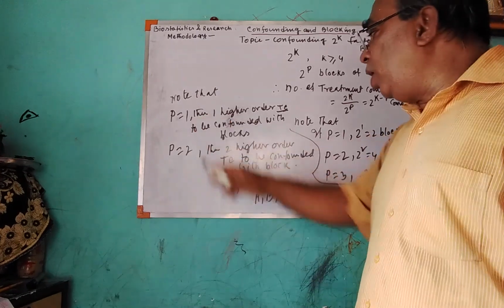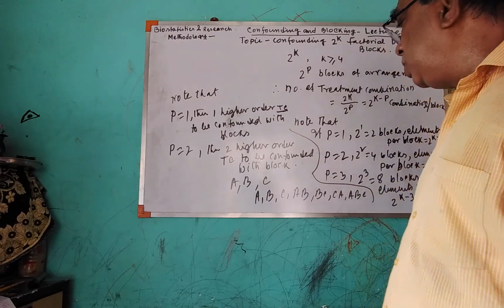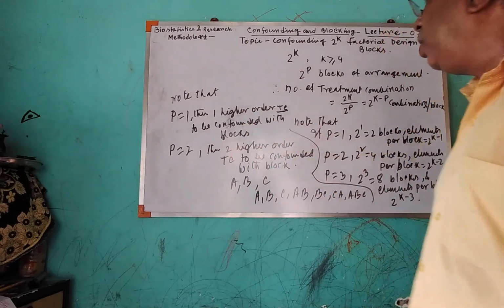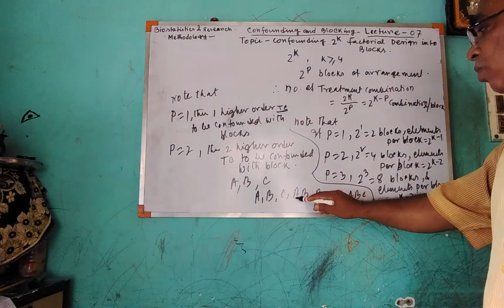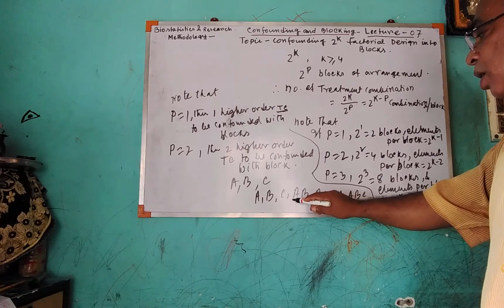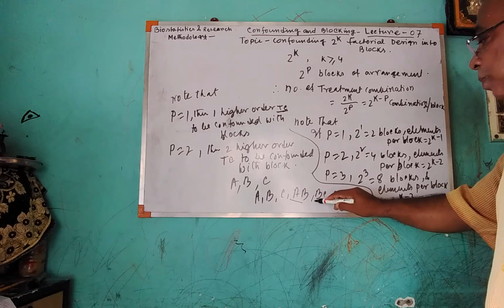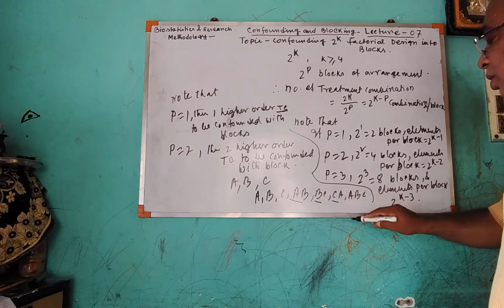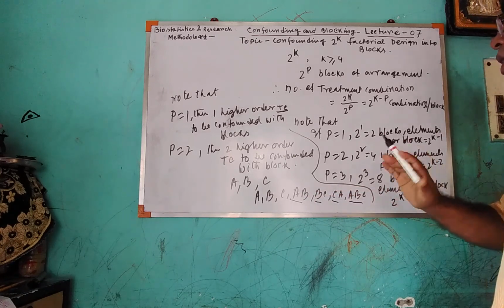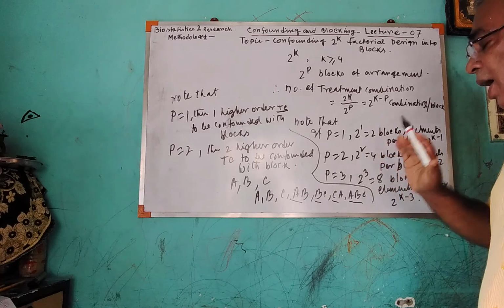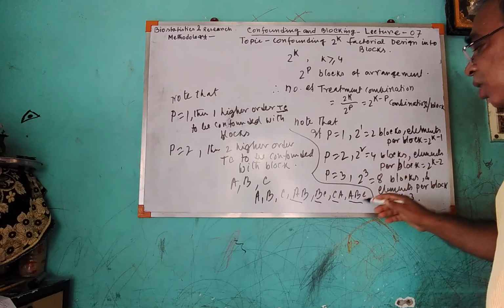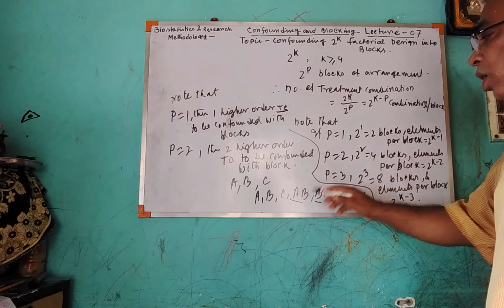If p equal to 1, suppose there are 3 factors, then one higher order treatment combination. Higher order means more than 1. That means you can confound either AB or BC or CA or ABC. One higher order treatment combination. That means you can confound ABC. You can confound only one.